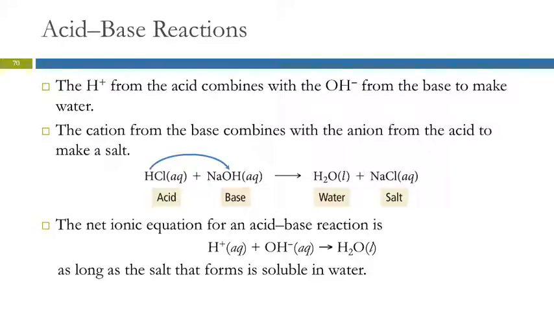So here we have HCl plus sodium hydroxide. In aqueous solution, HCl forms H+ and Cl-, and the sodium hydroxide forms Na+ and OH-. We can predict the products by swapping partners like we did with the precipitation reactions. We could have the sodium ion with the chloride ion and the hydrogen ion with the hydroxide ion.